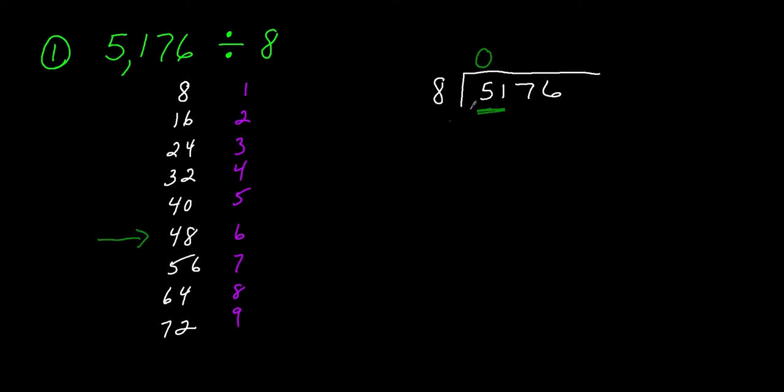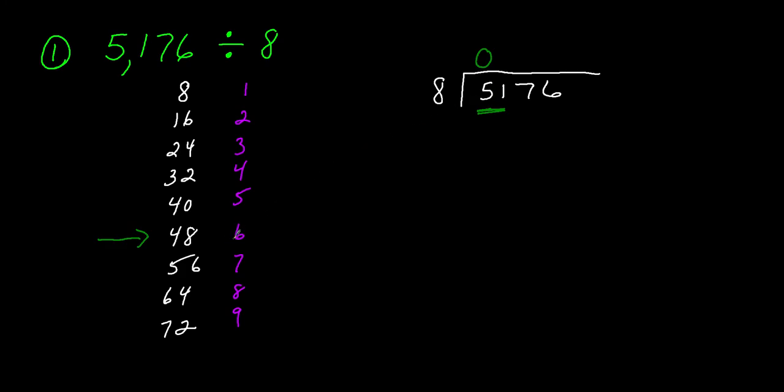48 is the closest number to 51 without going over it. The next number, 56, goes over 51. So I'm going to use the 6th number in the list, the 48. So I say to myself, how many 8s make up 51? Well, about 6 of them.